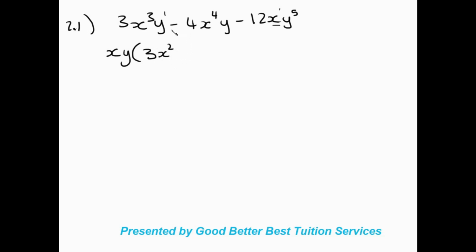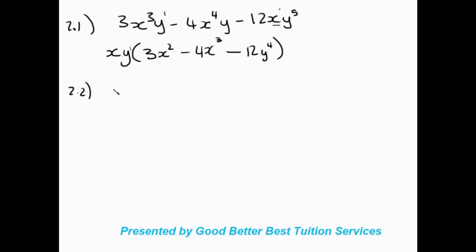Now remember, what's happening is that we're taking out the x and the y. So we're taking out the 1x, so we're going to say x to the power of 3 minus 1, so we get 2 over there. And we have y1 minus y1, and they cancel each other out. Moving on, we get negative 4x to the power of 3 minus 12. Now you can see we have x1, they cancel each other out, so it's y5 minus y1, which just gives y to the power of 4. And that will be our final factorized answer over here.